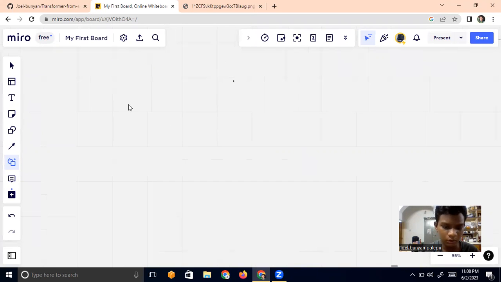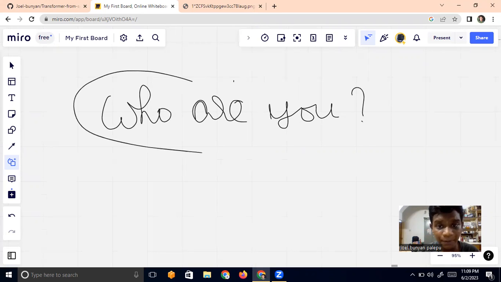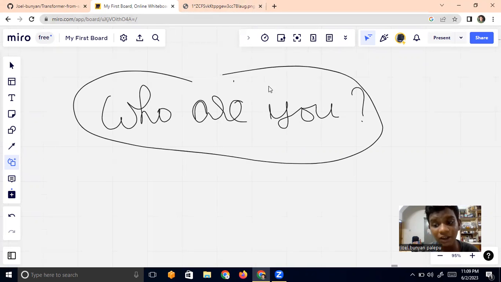So let's say the input sentence is "who are you," right? The question. We are going to get that as the input embedding, and this input embedding is going to be the input of the encoder. And then let's say the model already generated "I" as the output.